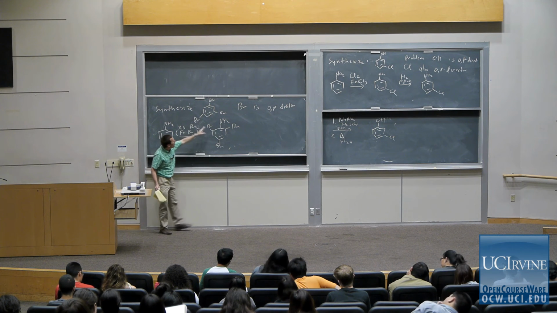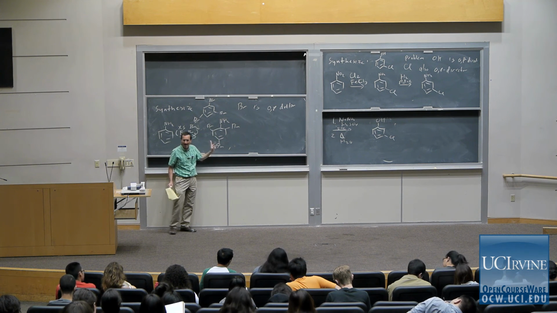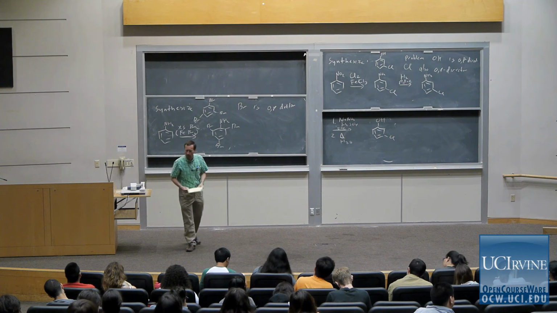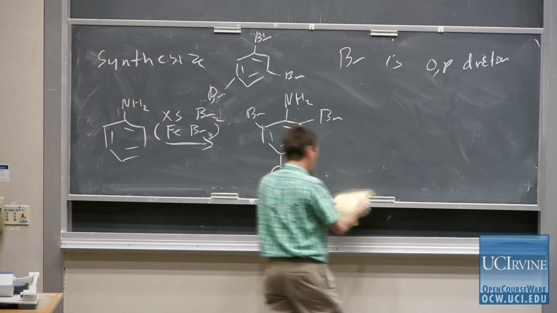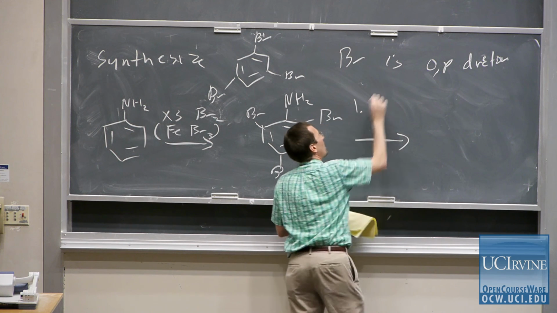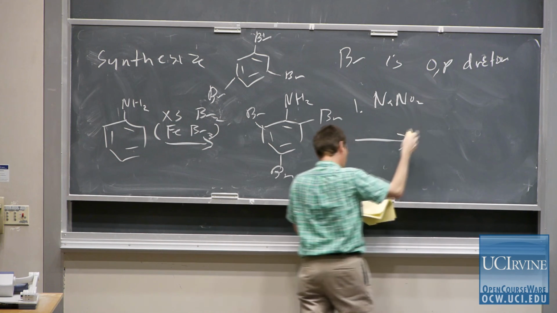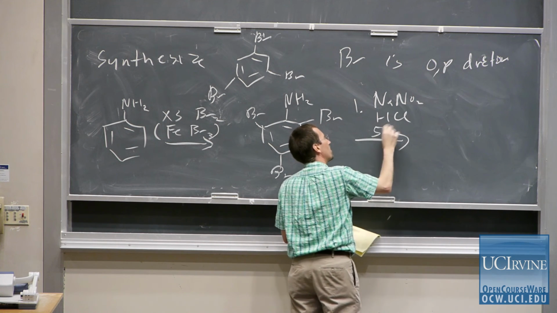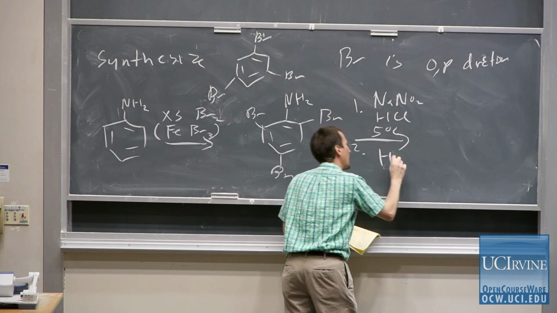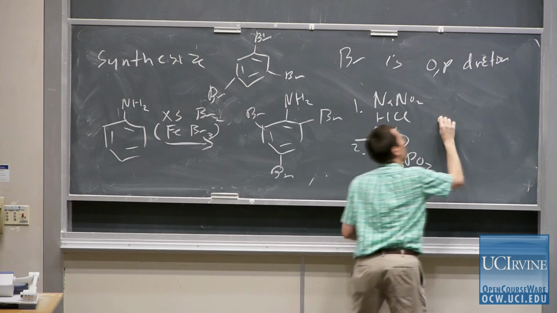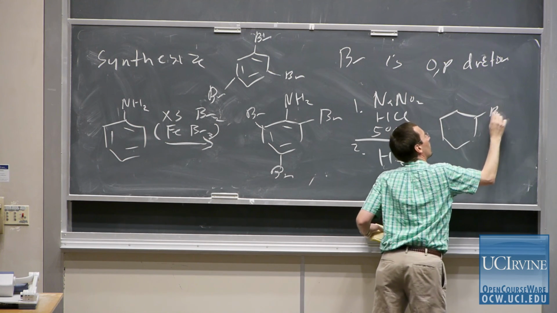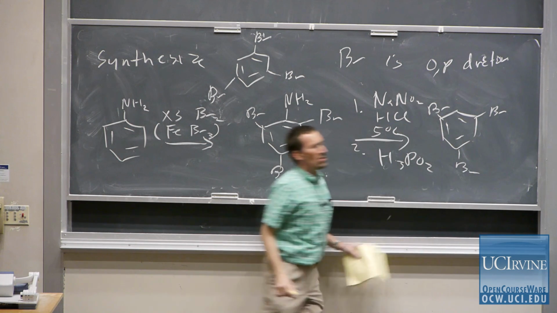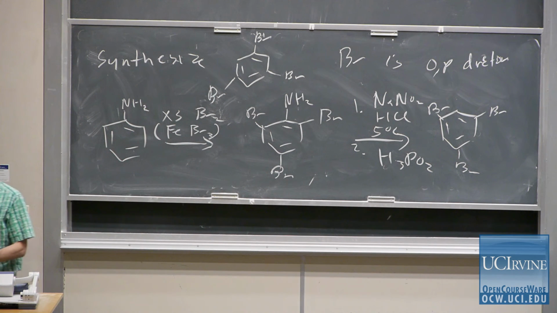And now you look, you say, all my bromines are where I want. And you say, oh, wait a second. I know how to get rid of that amino group. We just diazotize and reduce it off with hypophosphorous acid. So if I go NaNO2, and you can use HCl or sulfuric acid, honestly, it doesn't matter, 5 degrees Celsius, H3PO2, we get the 1,3,5-tribromo compound. We've achieved this concept of control.